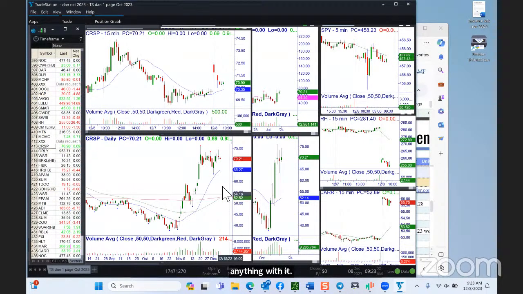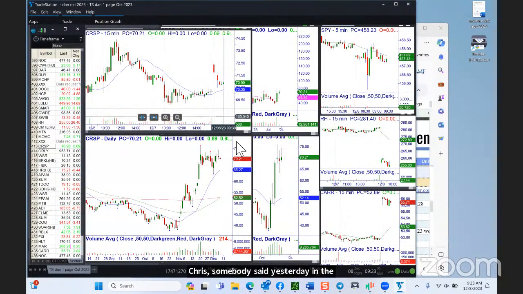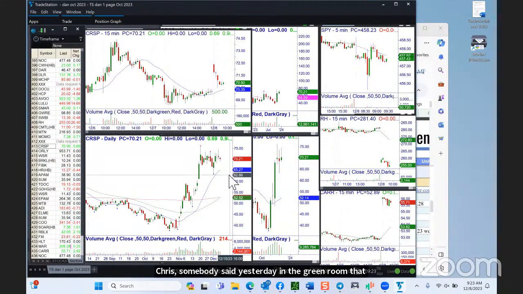Crisp. Somebody said yesterday in the green room that this had some pending news overnight, or maybe it's during the day today. I don't know. It's a bio though, but it is a bullish daily, weekly, monthly today during the day.